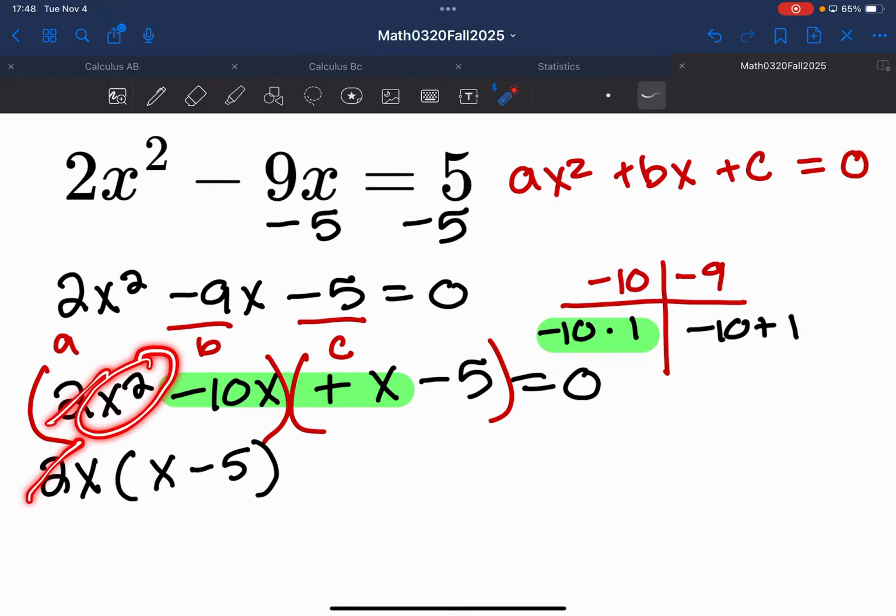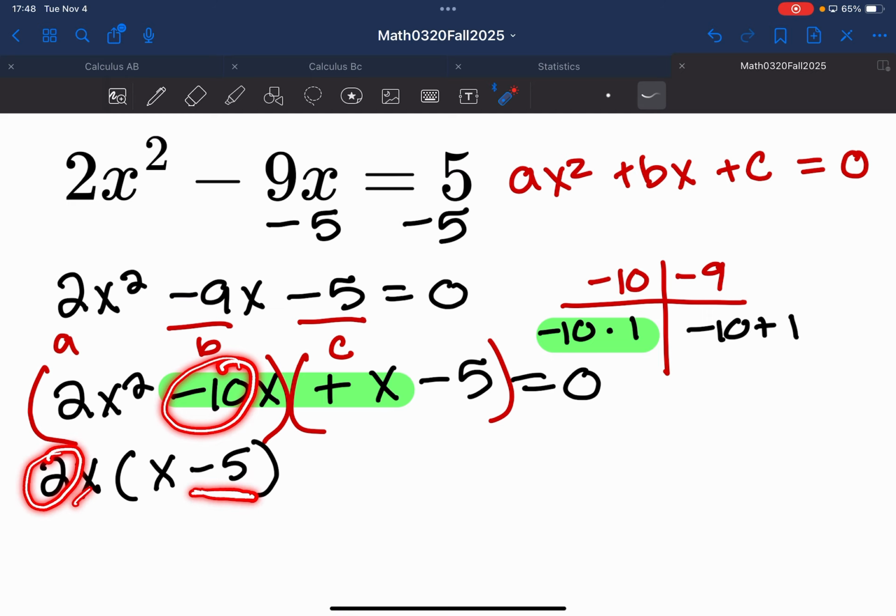I have 2 x's here. If I take out 1, then I have 1 left. And then I do negative 10 divided by 2, which is negative 5, and then the x's would cancel. Okay?